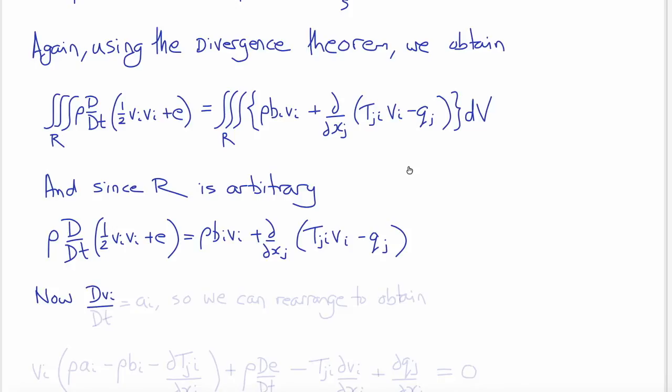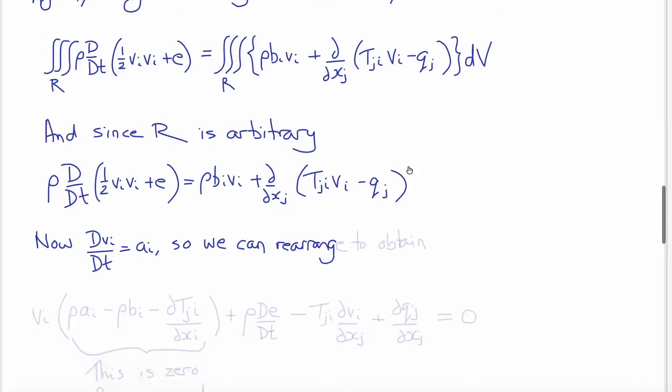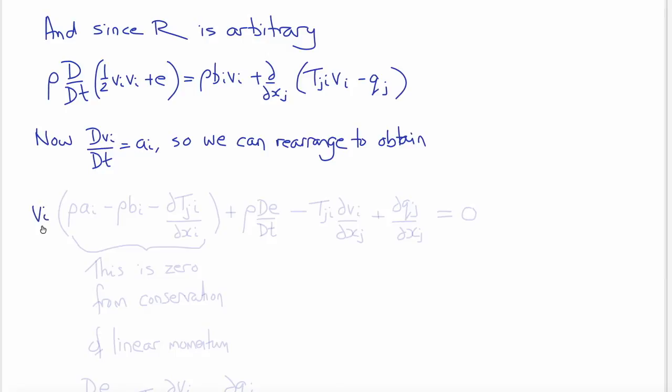Now, recognizing that the material derivative of the velocity dVi/dt is ai, the acceleration, we can rearrange the equation above to obtain the following. Vi times rho times ai, which is d/dt of Vi, minus rho times Bi, minus del Tji/del xi, plus rho times the dE/dt term, minus Tji times del Vi/del xj, plus del Qj/del xj.